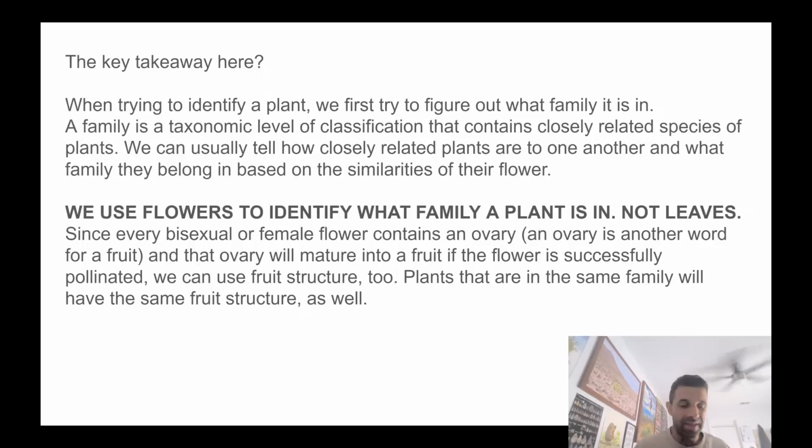A plant might be a tiny herb and it might be in the same genus as another plant that can turn into a tree. Okay, but when you look at the flowers, they're going to look the same, this tiny herb or this 30-foot tall tree. Okay, and that's the case with some plant families, like members of the sunflower family. They can produce little herbs. They can produce tall trees. They all have the same flower structure. Okay, we use flowers to identify what family a plant is in, not leaves.